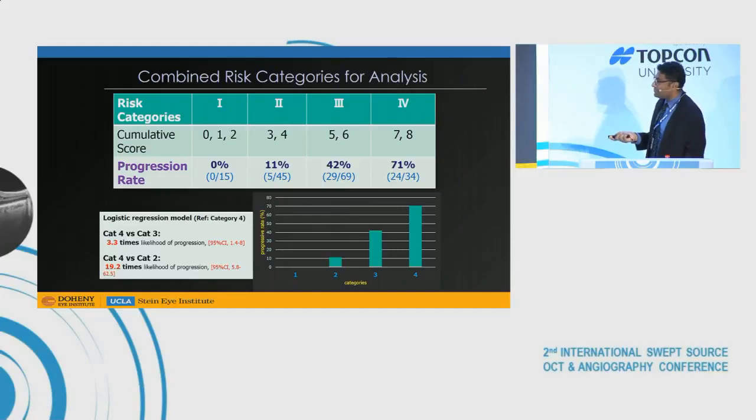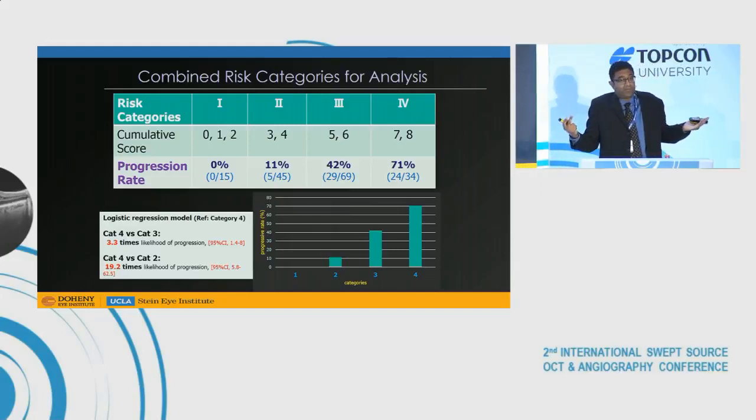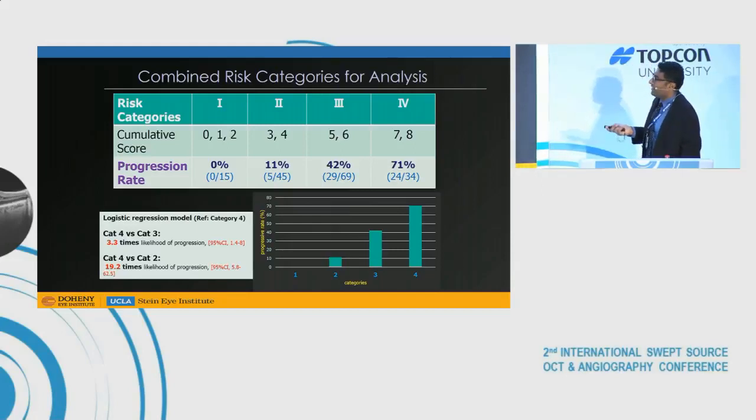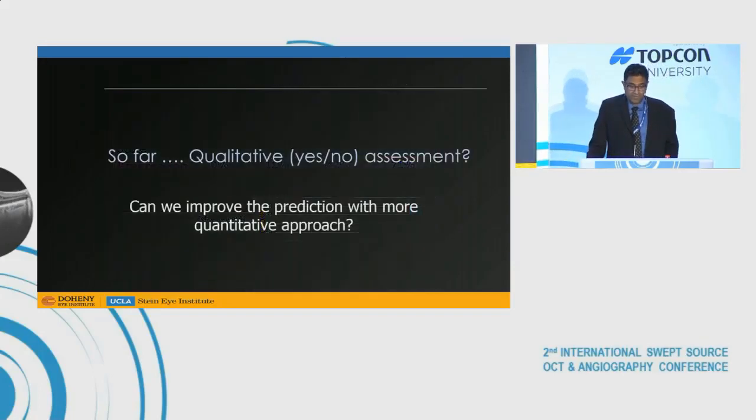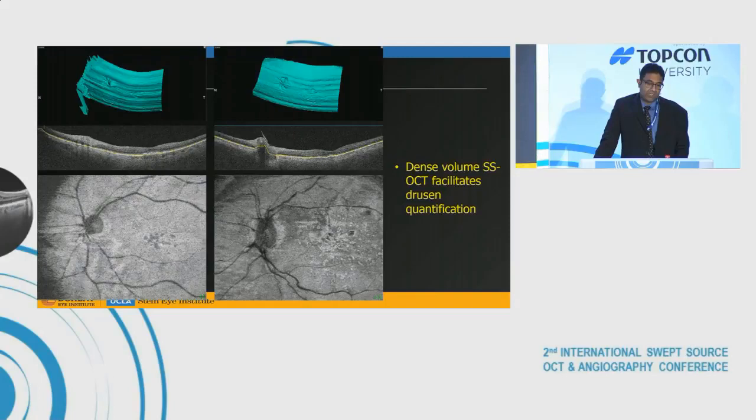So I use this in terms of plotting my follow-up for patients. Obviously, if a patient has a lot of those factors, I might want to see them sooner than someone who has none. So I think that could be very useful. But so far, all I've shown you is a qualitative assessment, and it was intentional because we wanted something that I can quickly do in clinic on every patient. But the question is, can we actually improve the prediction with a more quantitative approach?